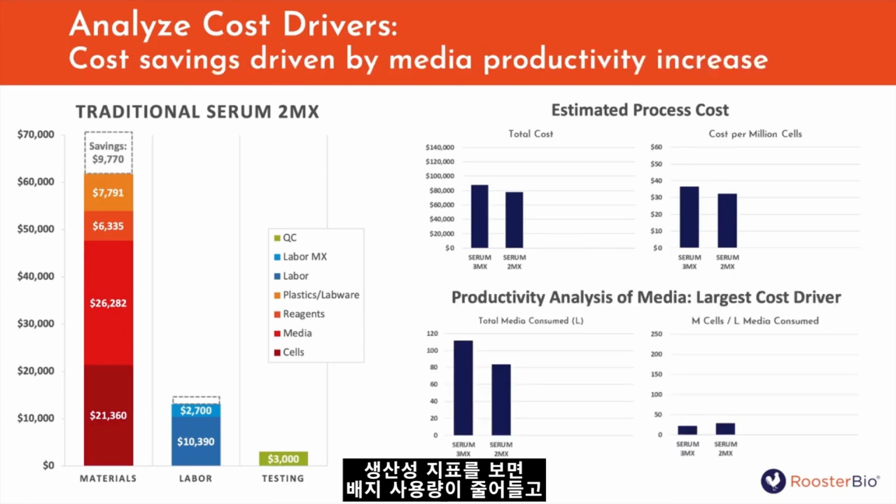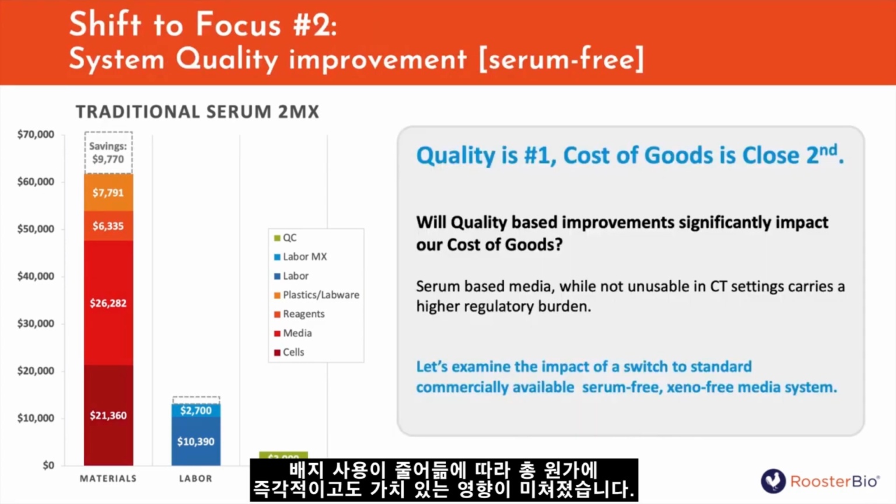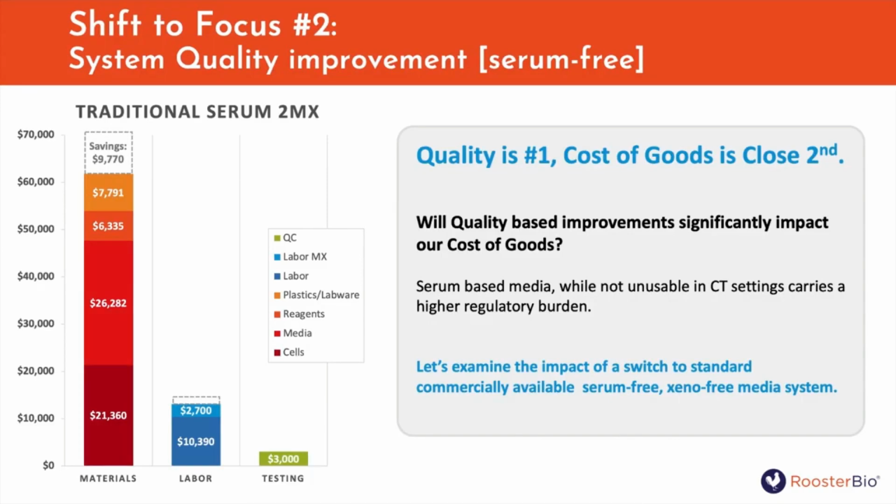Looking into our productivity metrics, we see that this reduction in our total costs of goods is of course due to the reduction in total amount of media consumed, resulting in an increase in media productivity. It is obvious that by reducing the amount of media consumed, we can have an immediate and valuable impact on our overall cost of goods.